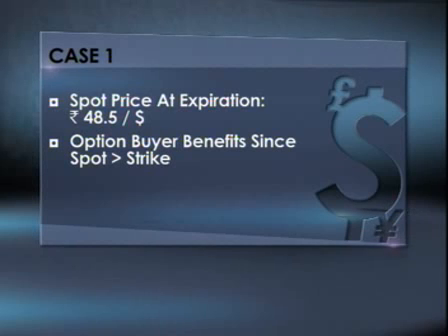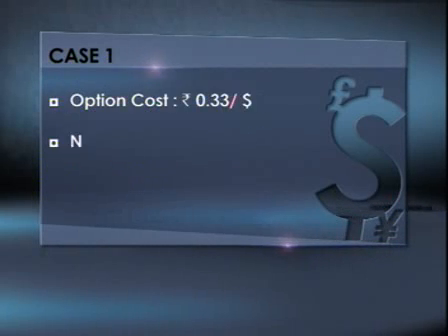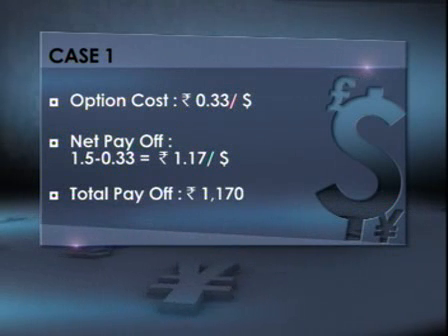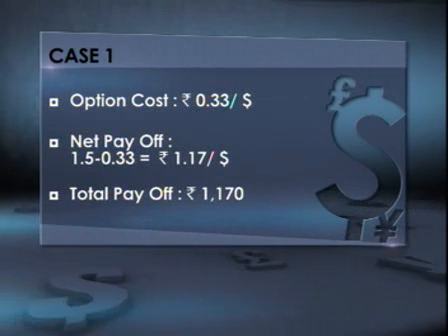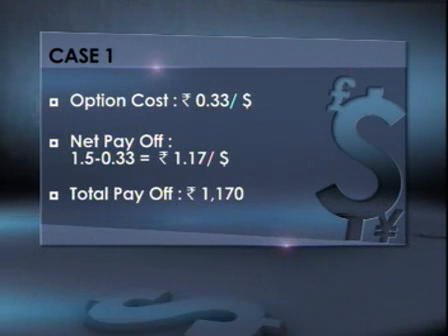spot is more than the strike. He makes 1.5 rupees on the contract. His net payoff stands at 1.5 rupees that he made on the contract minus the 0.33 he spent to buy the option. The net profit stands at 1.17 per dollar, and for the entire contract it would stand at 1,170.